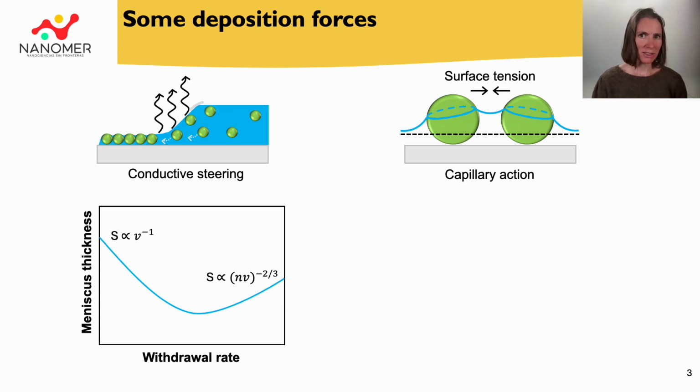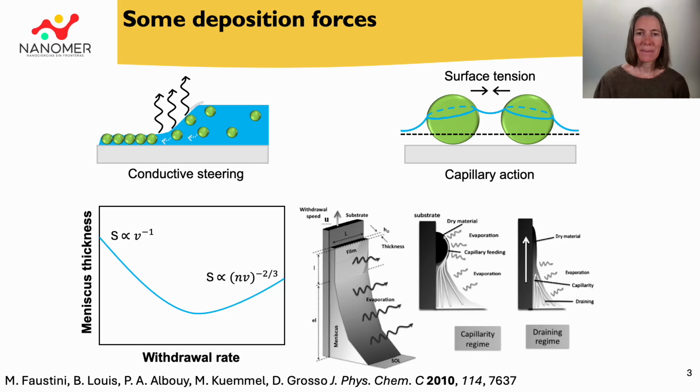We have two different things impacting the thickness of the meniscus. At low speeds, it is directly proportional to the viscosity alone. At higher speeds, it's proportional to two factors: the viscosity of your solvent and the velocity. So these two regimes have different names. Some people call them convective regime here at low speeds. Some people call this the capillarity regime. And some people call this faster speed the advection regime. Others call it the draining regime.